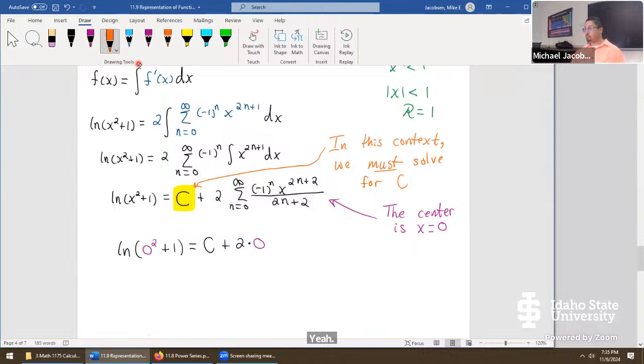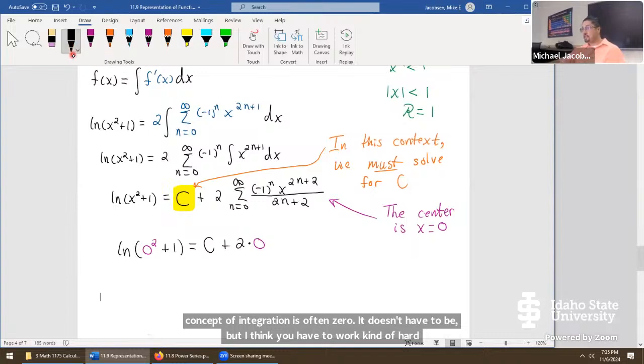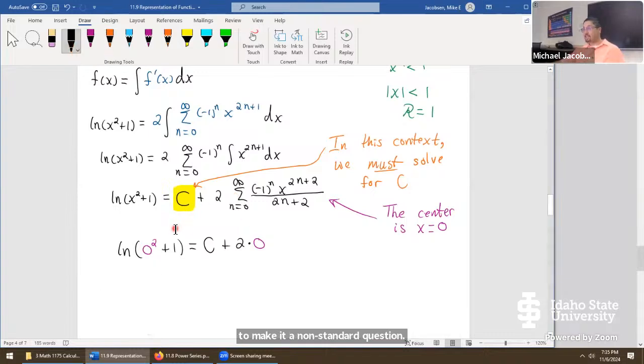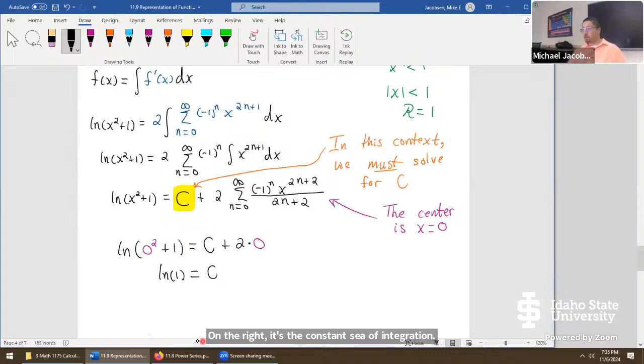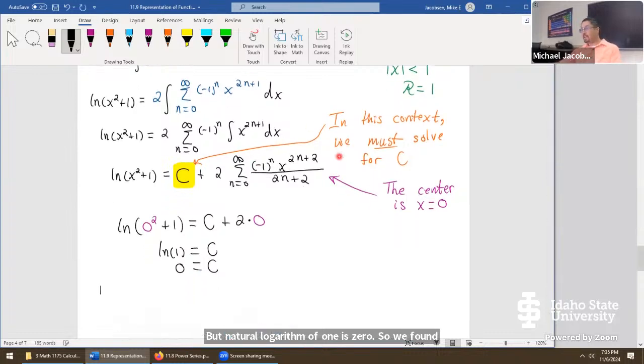Gotcha. So one thing that is kind of common in these problems is that the constant of integration is often zero. It doesn't have to be, but I think you have to work kind of hard to make it a non-standard question. So you should have work that comes out about like this. On the left, it's natural log 1. On the right, it's the constant c of integration, but the natural logarithm of 1 is 0. So we found 0 equals c in this problem. That means we are actually really done.